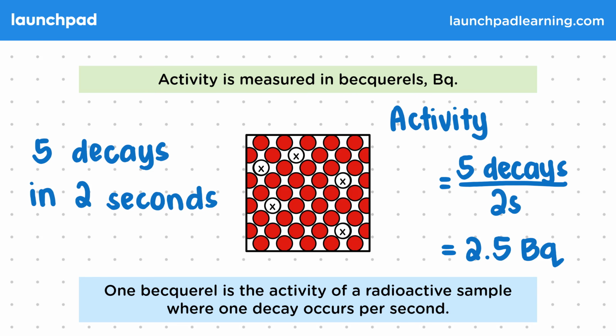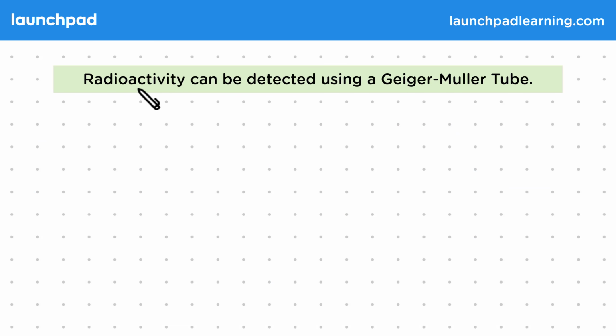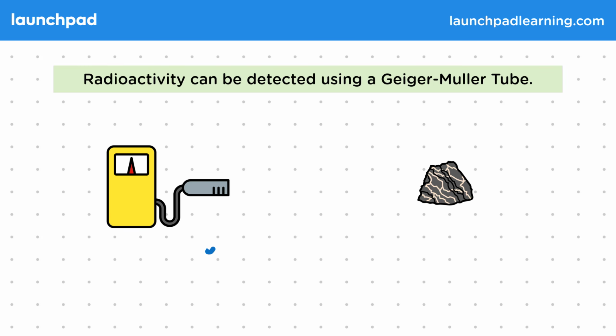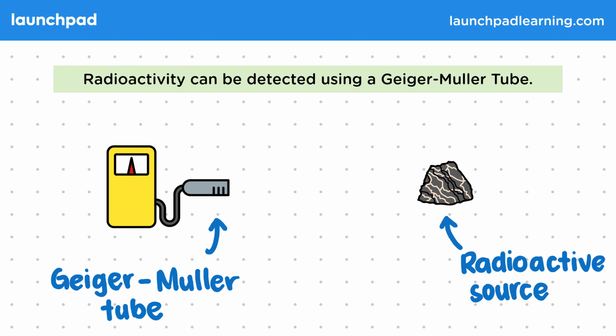So how exactly can we measure this activity? Well, radioactivity can be detected using a Geiger Müller tube. This is sometimes abbreviated to GM tube. A Geiger Müller tube has a clicker dial on the front and a tube which can be directed at the radioactive source. Some common examples of radioactive sources include radium gas, uranium and plutonium.